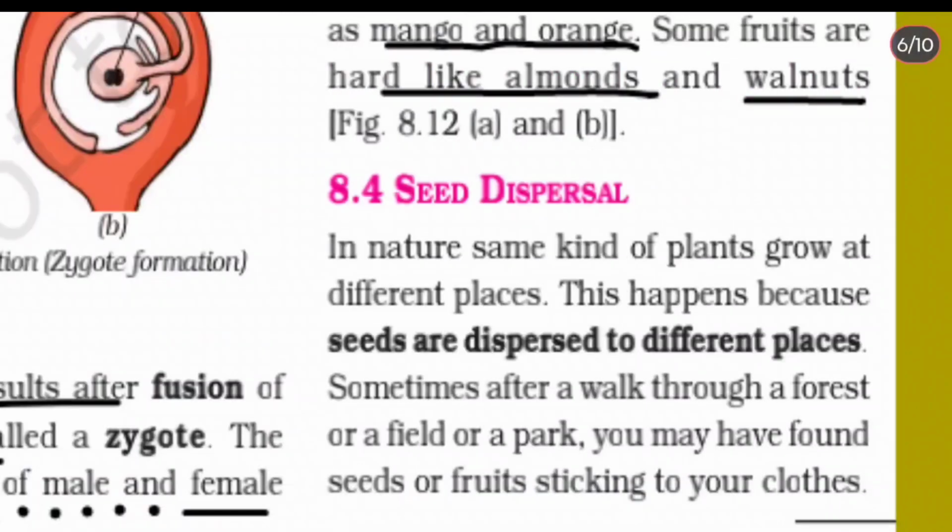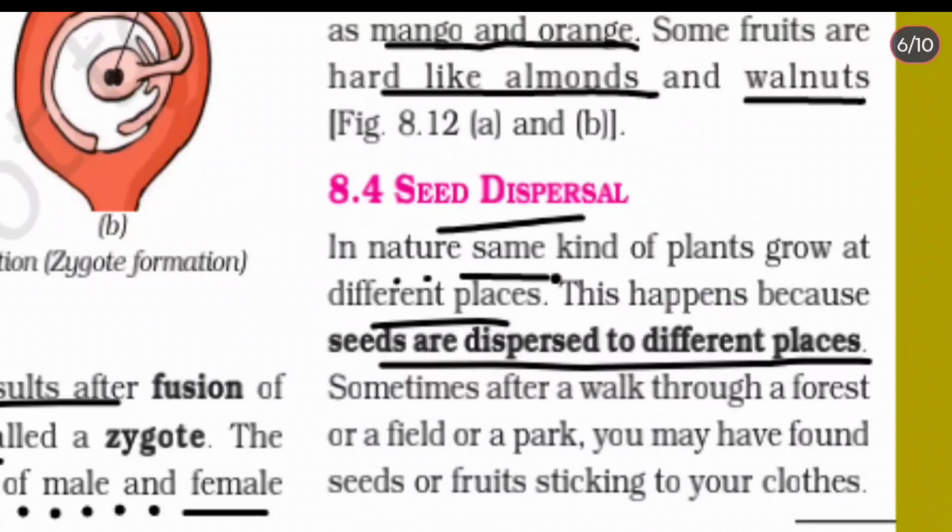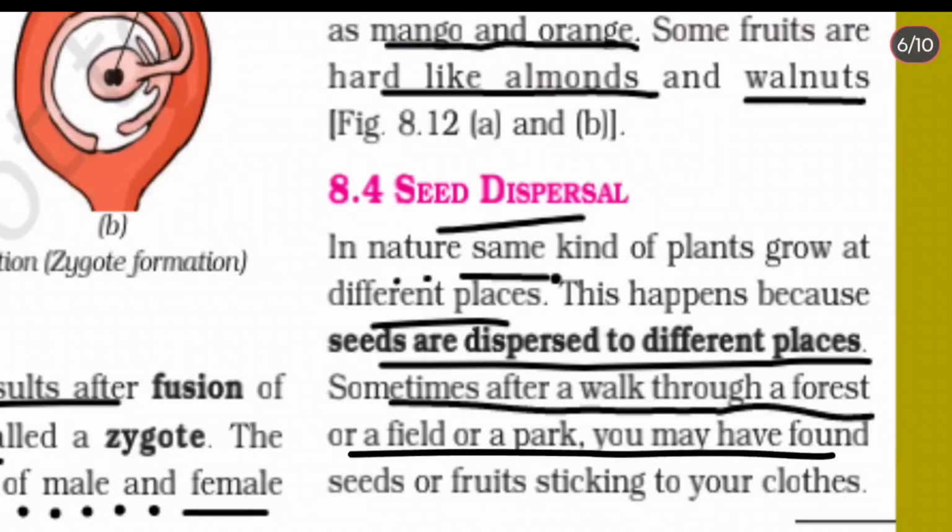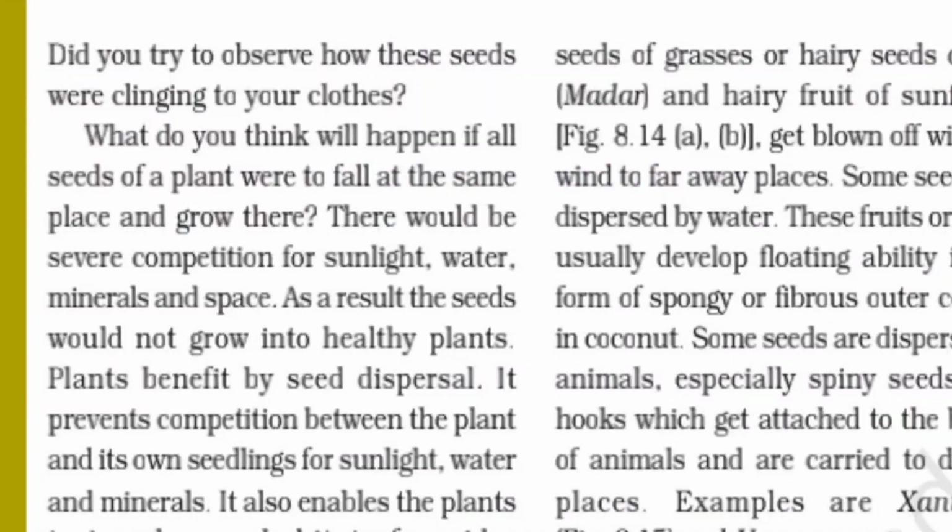Seed dispersal. In nature, some kinds of plants grow at different places. This happens because seeds are dispersed to different places. Sometimes after a walk through a forest or a field or a park, you may have found seeds or fruits sticking to your clothes. Did you try to observe how these seeds were clinging to your clothes?